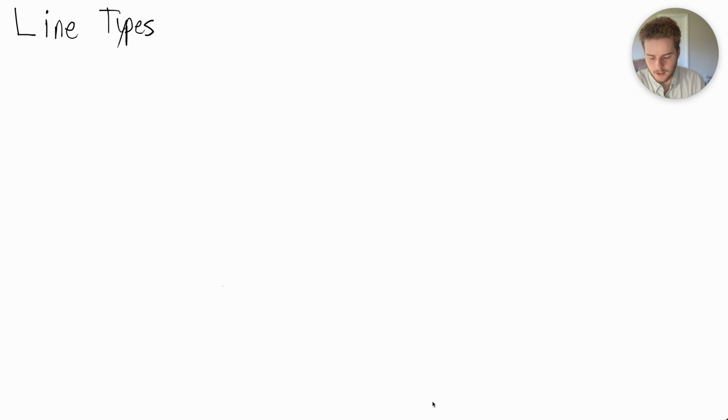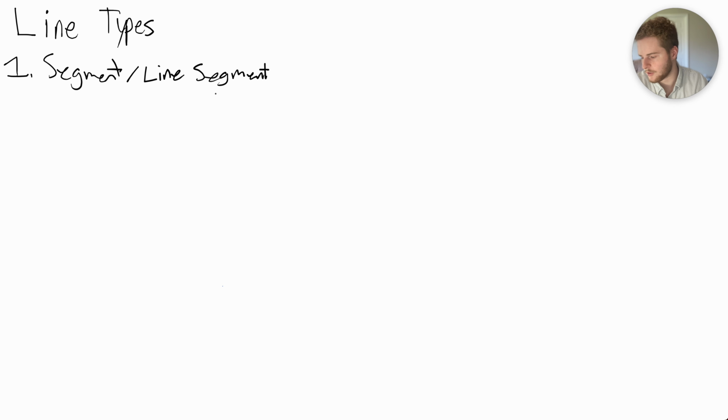We are going to talk about line types. This is probably one of the first things you will see in a geometry class, just to get you familiar with some of the lines that you'll be seeing throughout the units. So our first type that we want to look at here is called a segment, or you might also see it called a line segment. Both these mean the same thing, just interchangeable for each other.